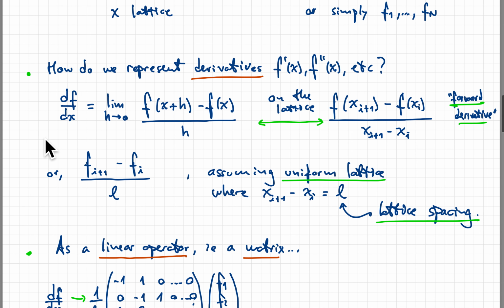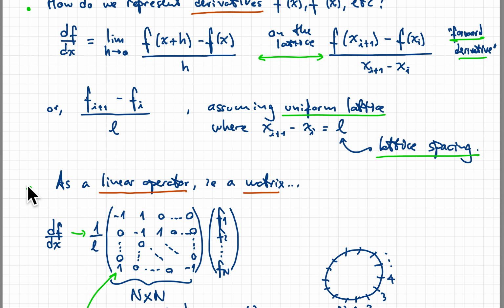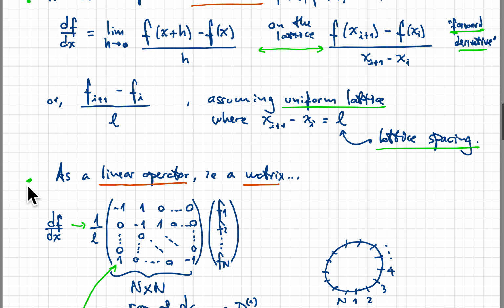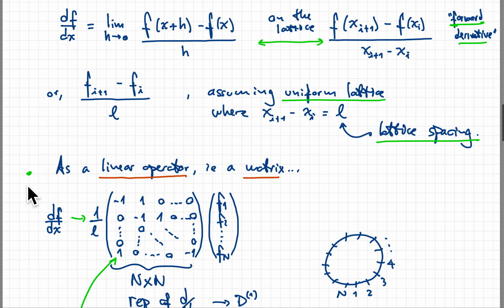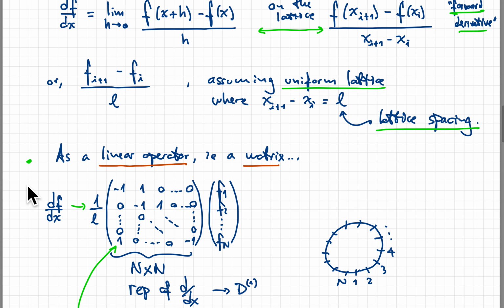Now, this is the formula, if you want. For a given point i, we would calculate f i plus 1 minus f i divided by L, but we can represent that very conveniently as a linear operator, which is what the derivative is. If you recall our discussion of linear operators a few videos back, we gave the derivative as an example of a linear operator, and as such, it can be represented as a matrix.